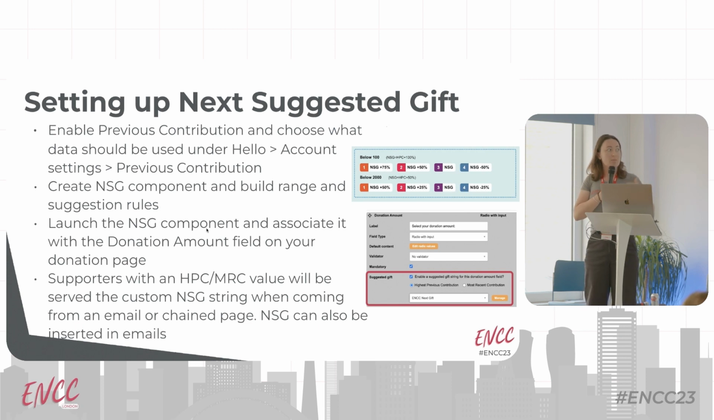Once you've built out your ranges and created that component, you would then need to apply it on your page. And so on a form, you would edit a form block, and then in the donation amount field, we'll have an available checkbox to enable Next Suggested Gift, and then you would also be able to select the string that you just created in the component section.